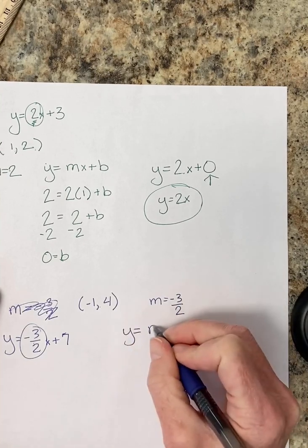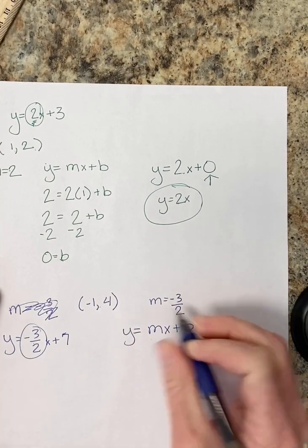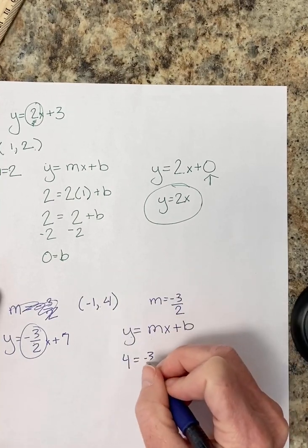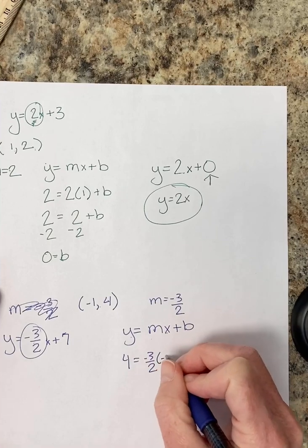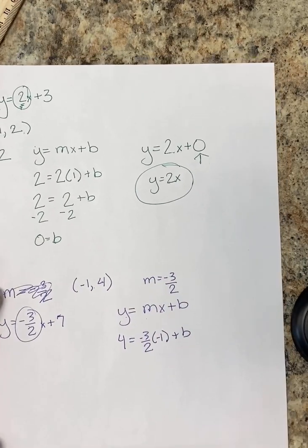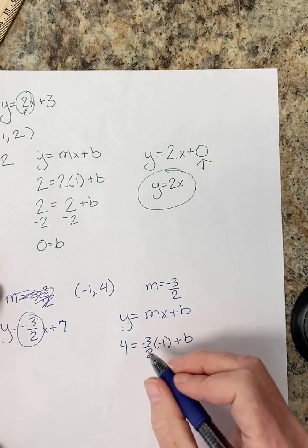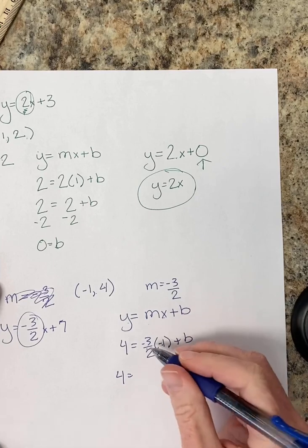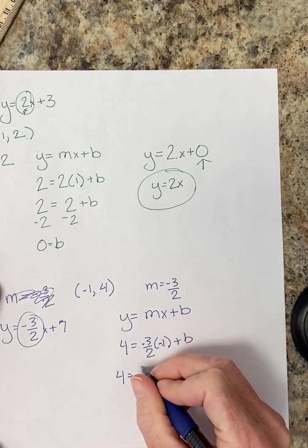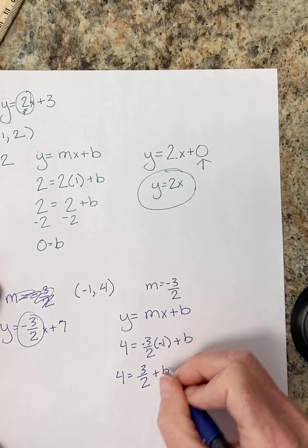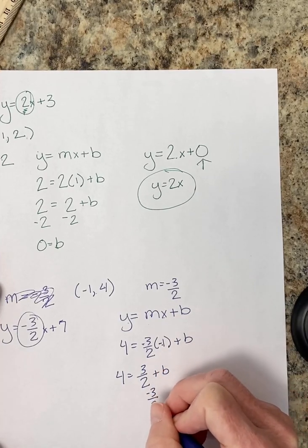Y equals mx plus b. We have a y, that's 4. We have an m, that's -3/2. We have x is -1, and we don't know what b is. That's what we're trying to find. So let's multiply these out. 4 equals -3/2 times -1. We have a negative times a negative, so that's a positive. 3/2 plus b. We need to subtract 3/2 from both sides to get that b alone.